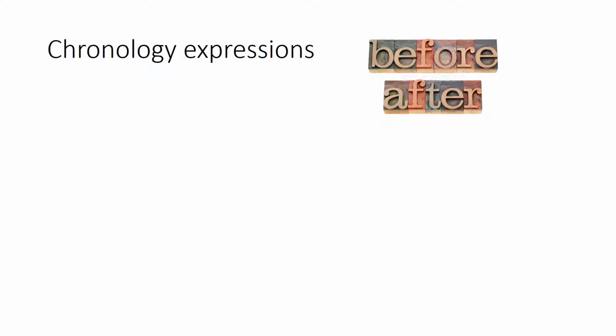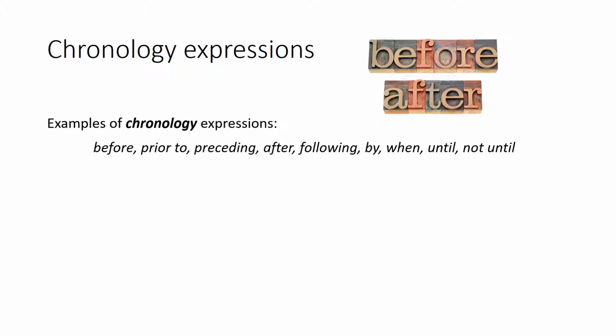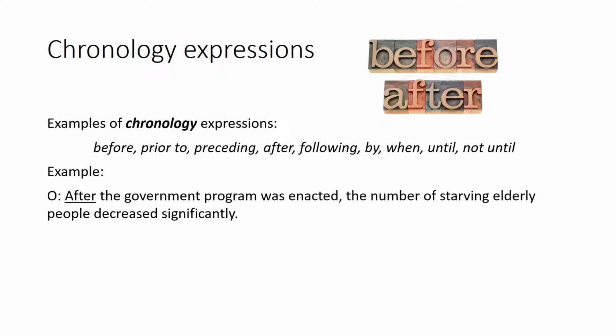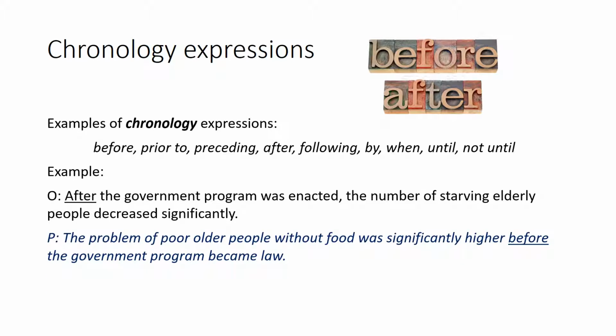Our next technique is chronology expressions. We can say A happened before B, or we can say B happened after A. Both mean the same thing. Here are some examples of chronology expressions. Before, prior to, preceding, after, following, by, when, until, and not until. Here's an example. And here's the paraphrase.